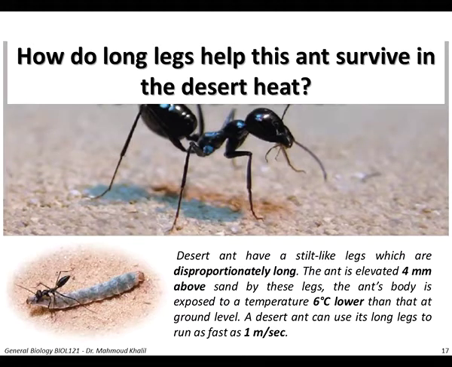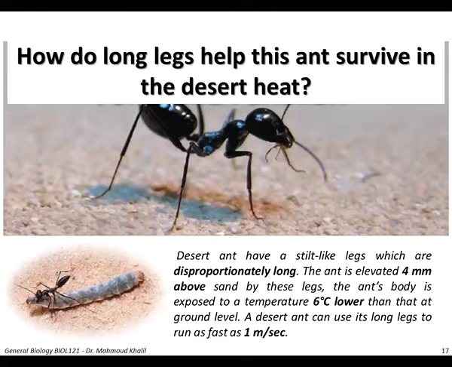These long legs elevate this ant almost 4 millimeters above the sand. By elevating the body of the ant, it will be 6 degrees Celsius cooler than at ground level. So these long legs help the ant to avoid the extreme heat of the ground. As well, these long legs help this ant to run as fast as 1 meter per second, and this also helps the ant to avoid the heat.